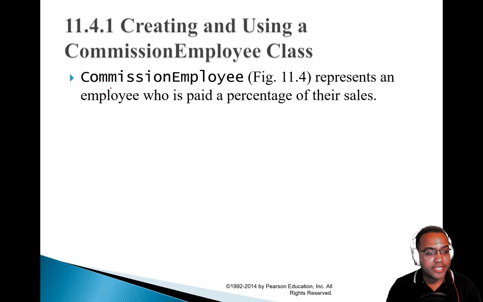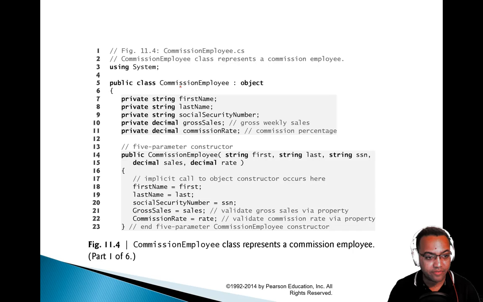So let's look at the commission employee class, which represents an employee who is paid a percentage of their sales. Here we have the commission employee class. This means inheriting. That's inheritance. The commission employee class is inheriting from the object class. You then have a bunch of variables here. They're all private and they only exist within this specific class.